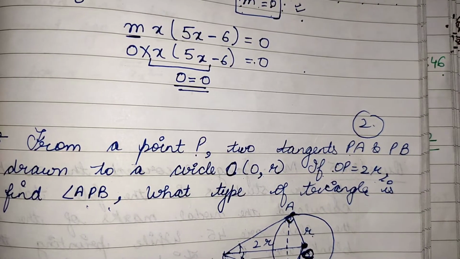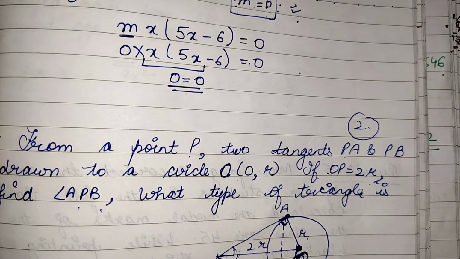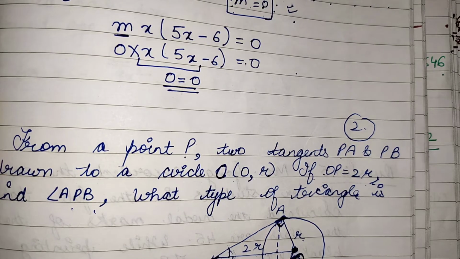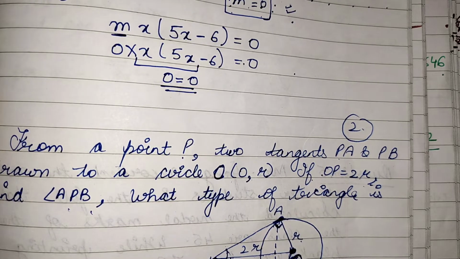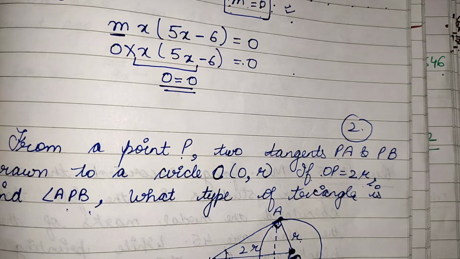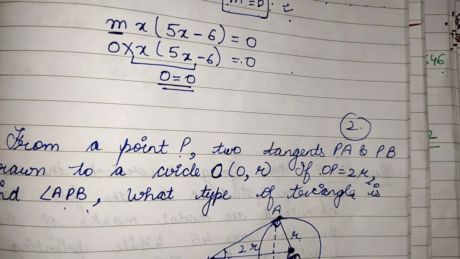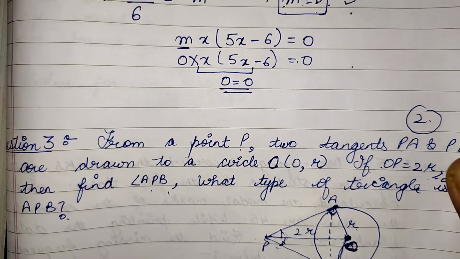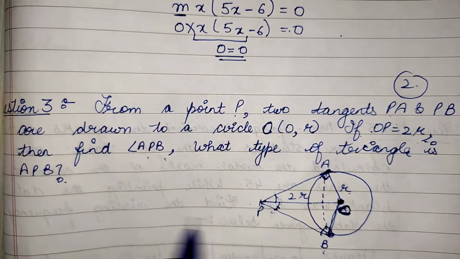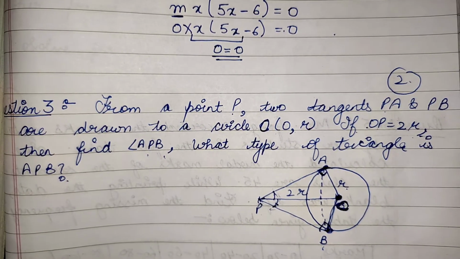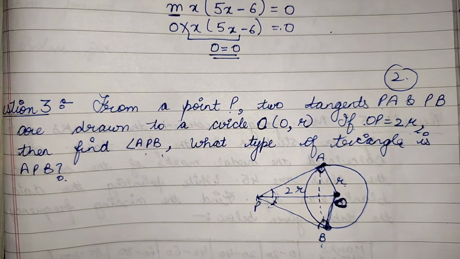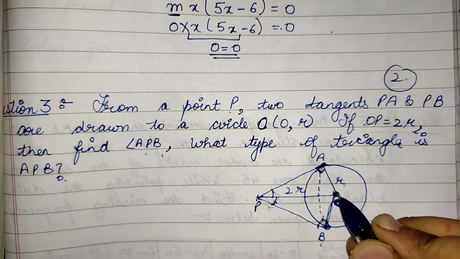So we have to tell what is the type of the triangle, whether it is an equilateral triangle, whether it is an isosceles triangle, or whether it is a right angle triangle. Okay, so now how we can find out this thing, right? So let's start solving this question. So understand this question step by step very carefully.